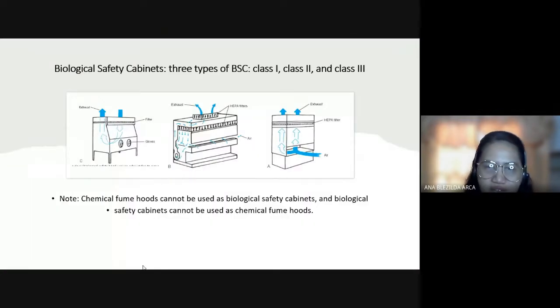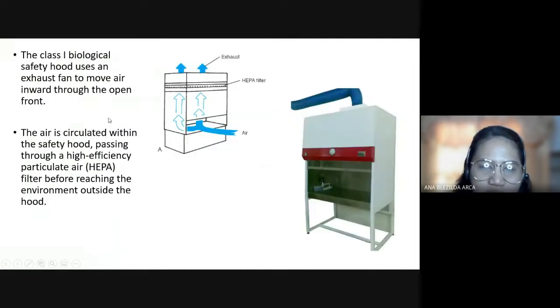Now, these are the different types of biosafety cabinet. Ito yung class 1 natin. This is the class 2 and also the class 3. Okay, so, sorry, this is the class 1 pala. Class 1, class 2, and class 3. This is the class 3, yung letter C. So let's talk about the class 1 biological safety cabinet.